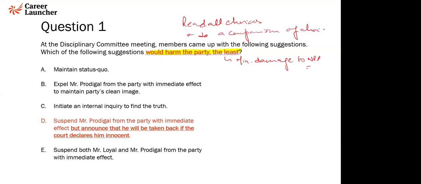So you have to compare the choices more than anything else. And you have to look at the choice which satisfies the condition the most. Okay, maintain status quo. Now, what is the problem with maintaining status quo?